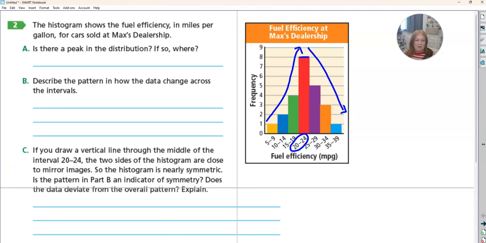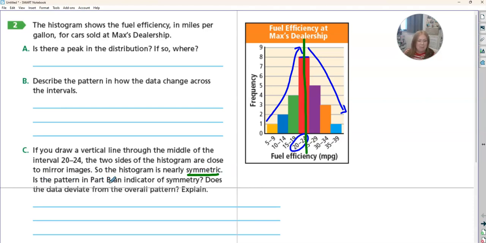Okay, if we draw a vertical line straight through the middle of 20 to 24, the two sides of the histogram are close. If we fold those in half, they're close to being a mirror of each other, right? We can see these are not too far away, and those are the same. So we call that symmetrical. It's very close to being symmetrical.